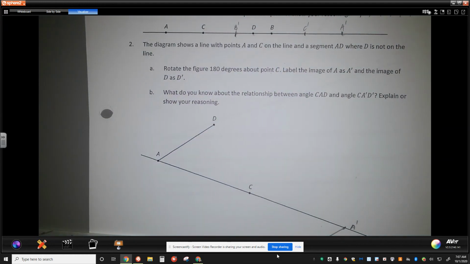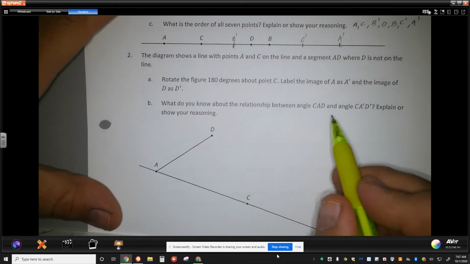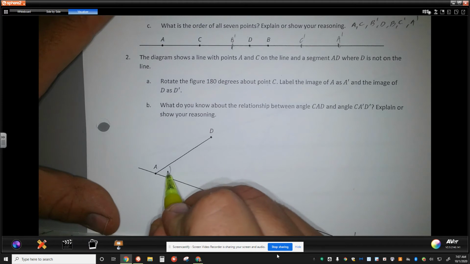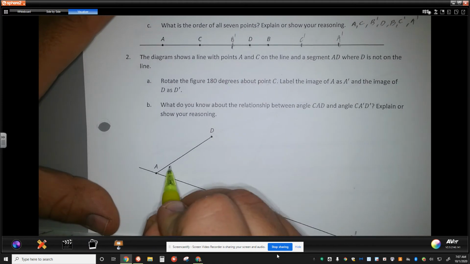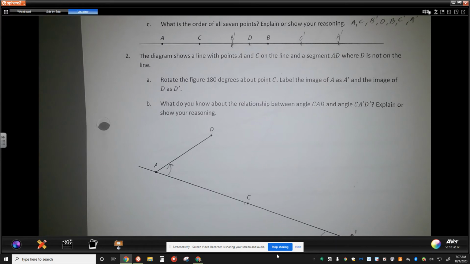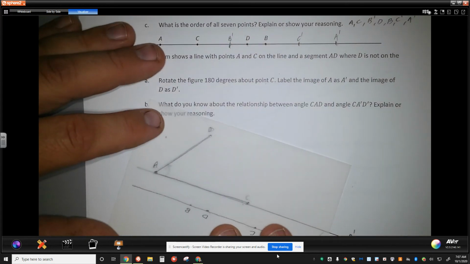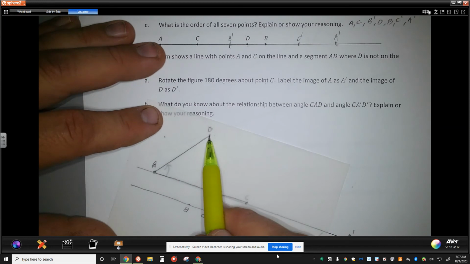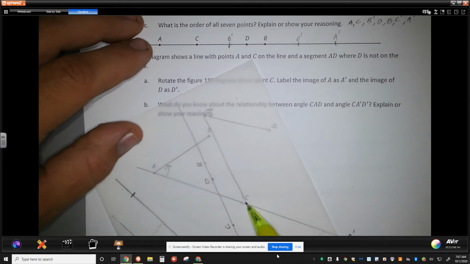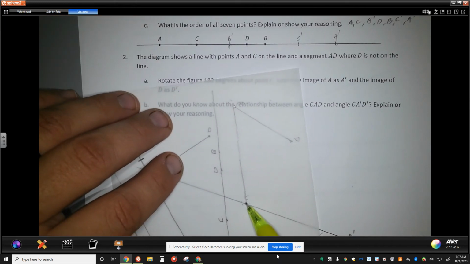It says, what do you know about the relationships between angle CAD, so here, angle CAD, and the relationship between angle CA prime D prime? Explain or show your reasoning. Well, let's go back to that rotation, and we see that what I actually drew was just the angle of CAD, and then we rotated that angle all the way around. Now, I want you to look at the picture on this. What do you notice about the angle? Is it changing its measurement? Is it getting larger or smaller in its measurement or in its opening?